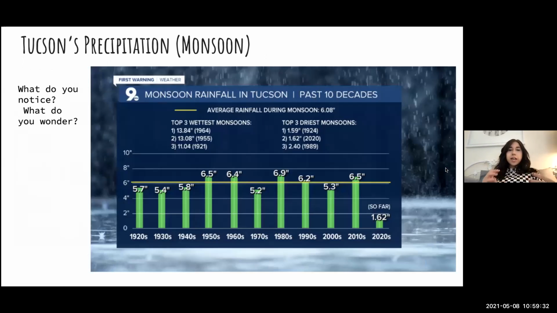And then we took a look at this, which I thought was interesting because it's the monsoon rainfall in Tucson in the past 10 decades. And so if you see, 1920s all the way to the 2020s, the kids automatically noticed that in the 2020s, there is not as much rainfall.